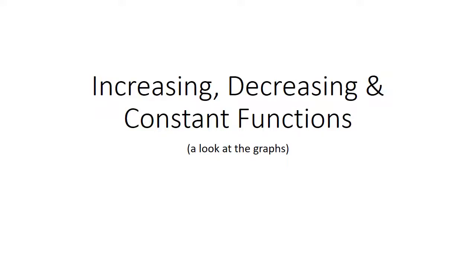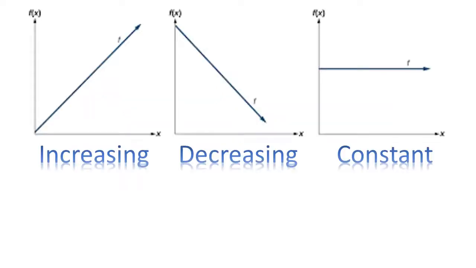Now we're going to talk about the concepts of increasing, decreasing, and constant functions when it comes to looking at the graph. First off, realize that increasing is almost like you are going uphill from left to right. Decreasing is like you're walking downhill from left to right. And constant is like you're walking on level, solid ground.